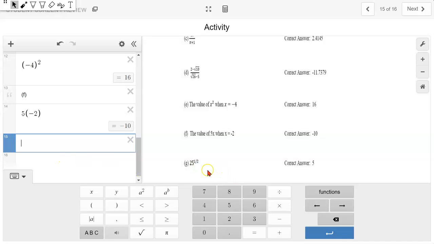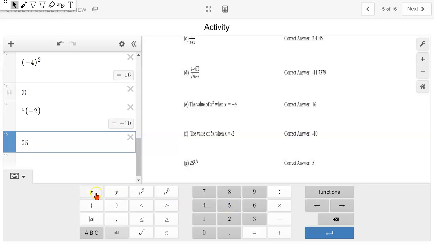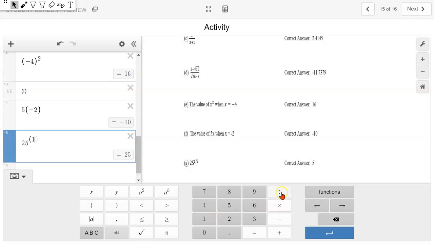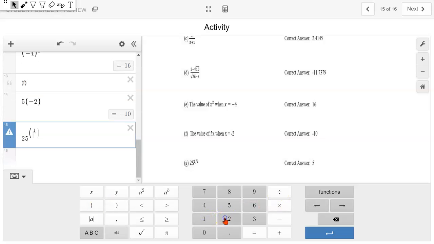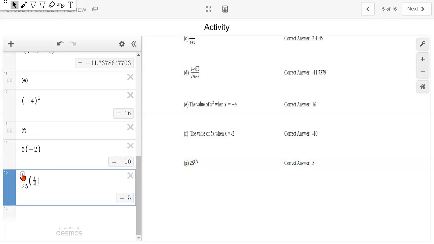And the last one, 25 raised to 1/2. So type 25, exponent 1/2. You can use parentheses or not, but if you use other calculators, you use parentheses, 1 divided by 2, and you will get the answer 5. Okay, and that's it.